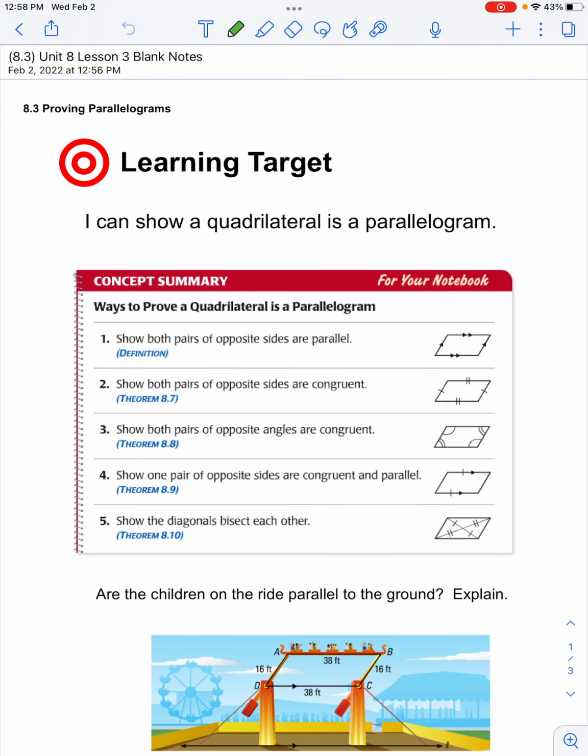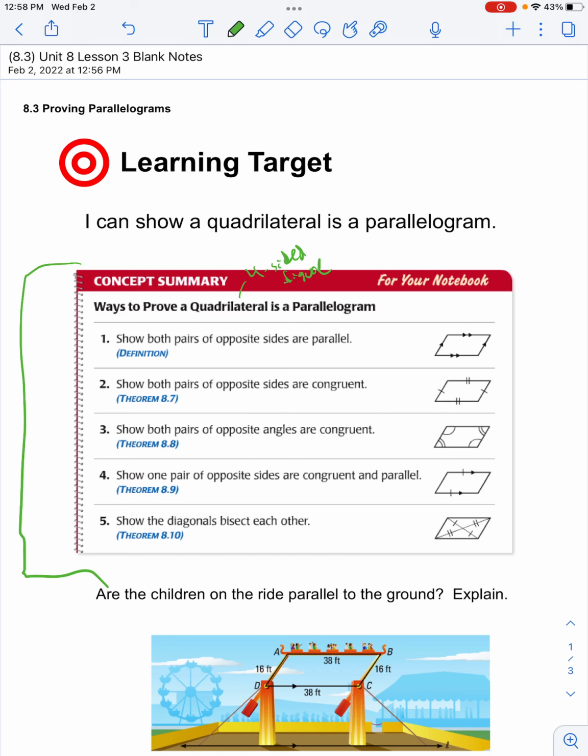Let's see here. Learning target: I can show a quadrilateral is a parallelogram. So we're going to be talking about parallelograms today and proving them. You'll see right here we've got 5 different ways that you can prove that a quadrilateral, which again is a 4-sided figure, is a parallelogram.